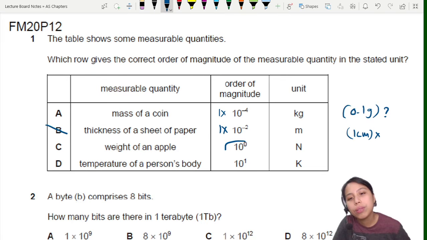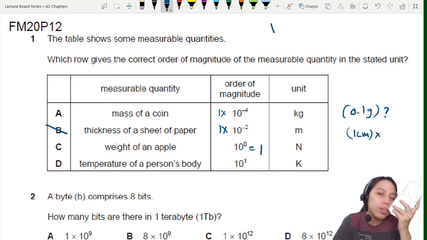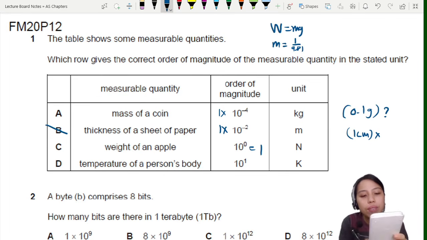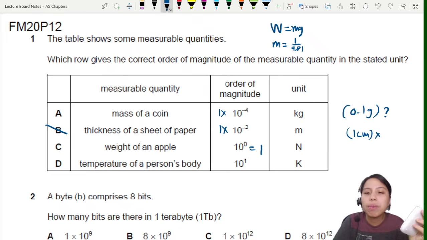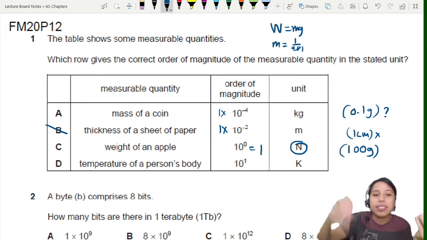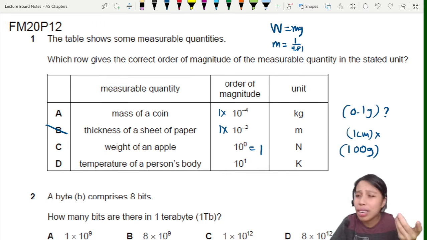Weight of an apple. 10 to the 0. 10 to the 0 is just 1. So 1 Newton. What is it in grams? For newtons, you gotta remember that weight is mass times gravity. So to find the mass, I think I will need to take that 1 Newton divided by 9.81. So 1 divided by 9.81. I'm going to convert that to grams with my calculator, and it's about 100 grams. Pretty accurate. I mean, this guy Newton had an apple hit his head, so I think that that's where he got the inspiration from, partially. Maybe. Okay, this one is likely.